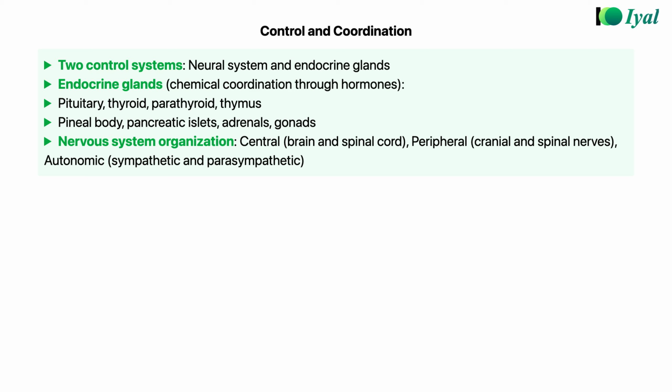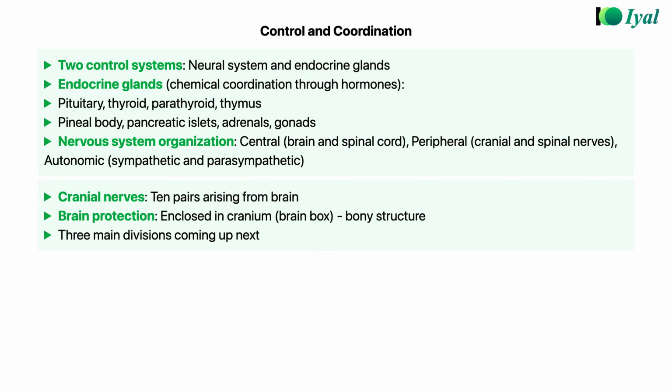The nervous system is organized into three parts. There's the central nervous system with the brain and spinal cord, the peripheral nervous system with cranial and spinal nerves, and the autonomic nervous system with its sympathetic and parasympathetic divisions. There are 10 pairs of cranial nerves that come directly from the brain. The brain itself is well protected, enclosed in a bony structure we call the cranium or brain box. This is similar to our skull. The brain has 3 main divisions, which we'll look at in detail next.